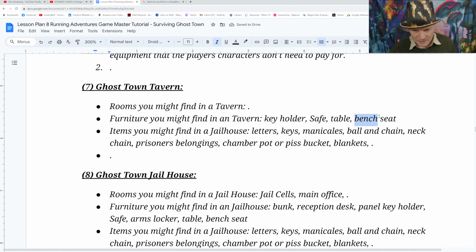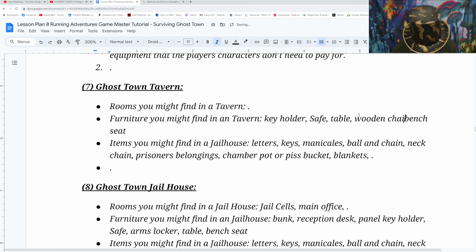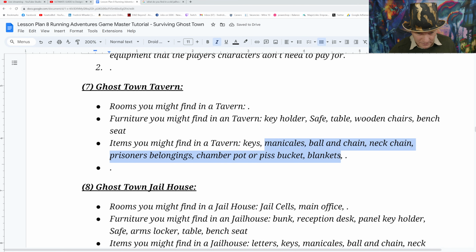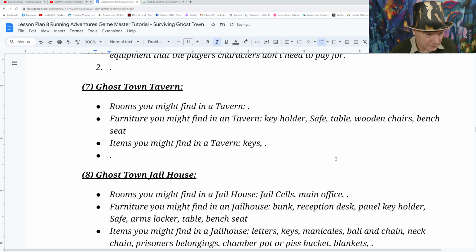You might have bench seats, chairs, wooden chairs. Okay, and in terms of things you would find, let's go tavern. I don't know about letters, get rid of this. Keys, manacles, bullet chain. A lot of this is just going to go. Okay. All right.